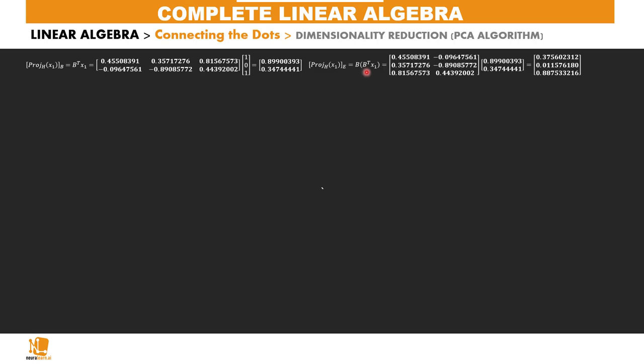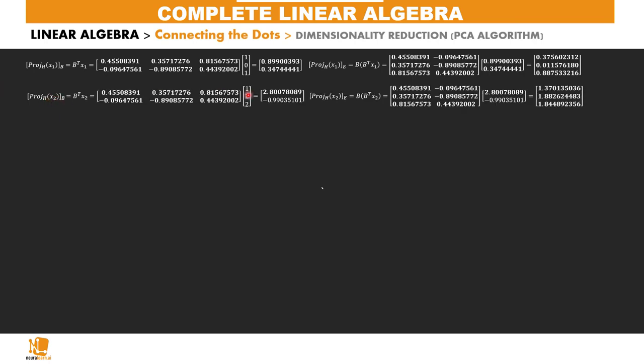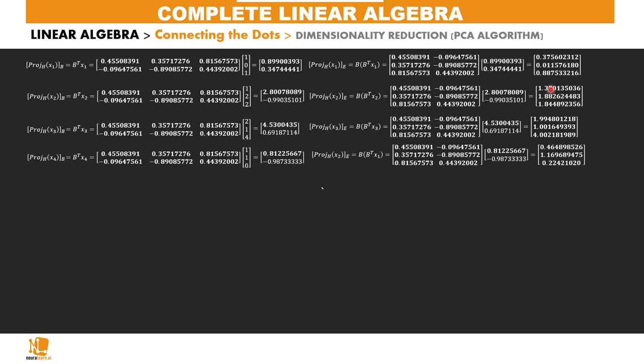And then in the canonical base, this is equal to B times B transpose x1. This is B, and this is B transpose x1, which is this. And this gives us this point, or this vector. Then the projection of x2 on H is given as this. The projection of x2 on H in the canonical base is given as this. We have for x3, and then finally for x4. So we have projected all these points in our 2D space using the base B, which is made of the 2 most important eigenvectors.